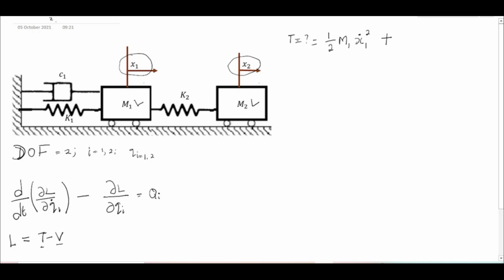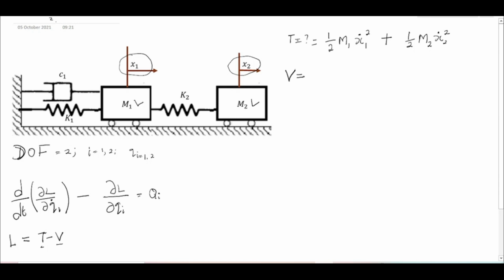For the total kinetic energy, we also need to add the other components. That's the kinetic energy of the second mass, m2, multiplied by x2 dot squared. And having gotten our total kinetic energy, the next step is to get our total potential energy, V.